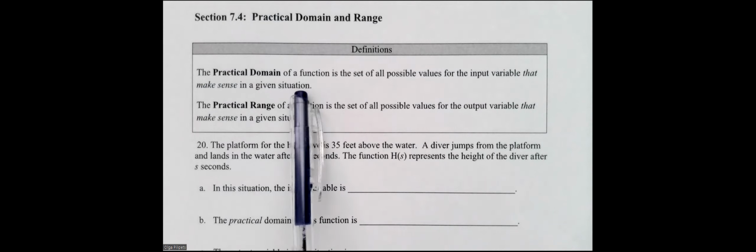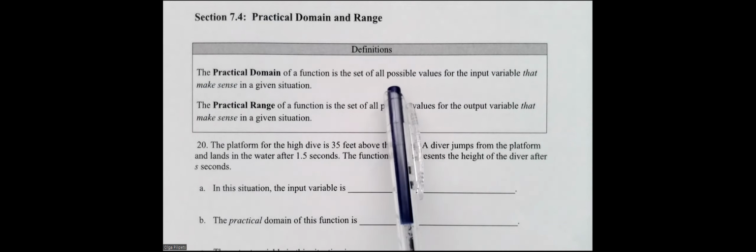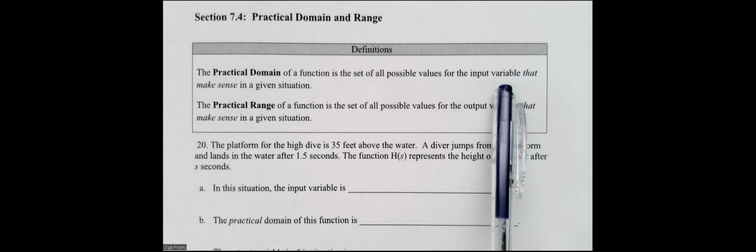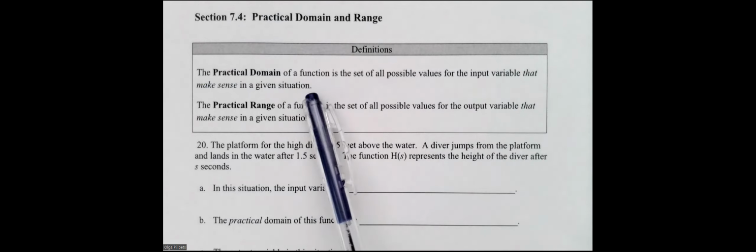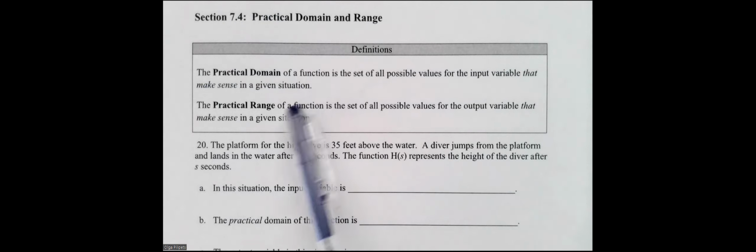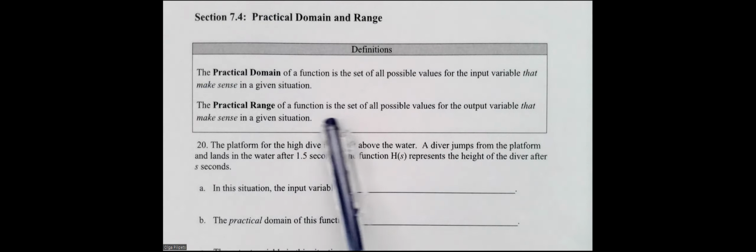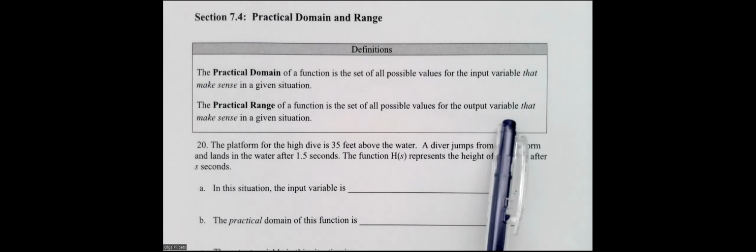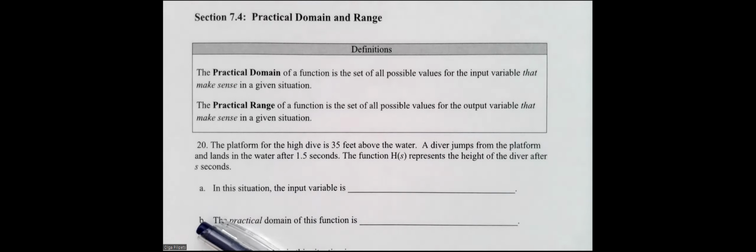The practical domain of a function is a set of all possible values for the input variable that makes sense in a given situation. The practical range of a function is the set of all possible values for the output variable that makes sense in a given situation. What are they talking about? Makes sense in a given situation. Let me give you an example.